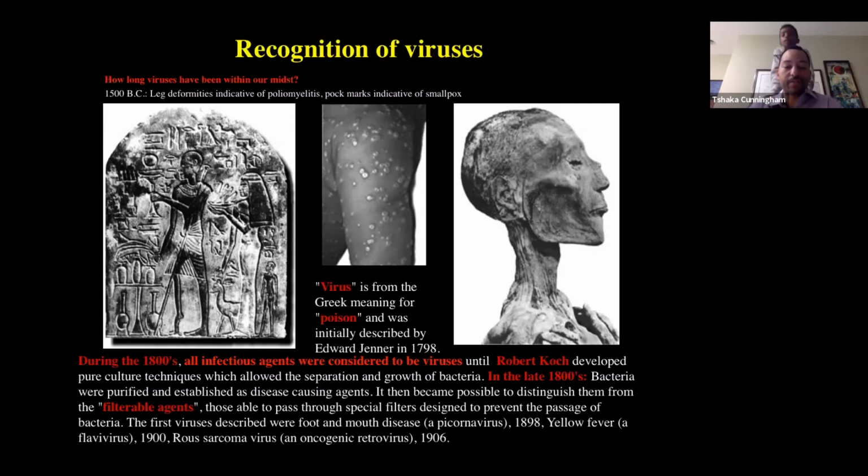Some of the first viruses that were described were foot and mouth disease, and then in 1898, yellow fever. And then in 1900, they discovered a virus called Rous sarcoma virus that actually causes cancer. There are certain viruses in animals and even in humans that can cause cancer because they integrate into the DNA of the host and can cause mutations. That's kind of amazing. And Peyton Rous, who discovered that virus, won the Nobel Prize for it 114 years ago in 1906.